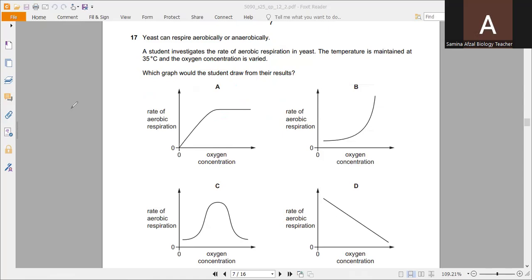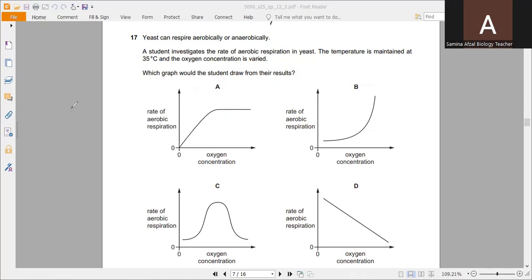So on one axis, rate of aerobic respiration, on the other, oxygen concentration. As the oxygen concentration is increasing, the rate of aerobic respiration is also increasing, but after a certain point, it levels off. It means aerobic respiration requires oxygen as a raw material. So as the oxygen concentration increases, the rate increases proportionally because there is more oxygen available for the yeast cells to use.